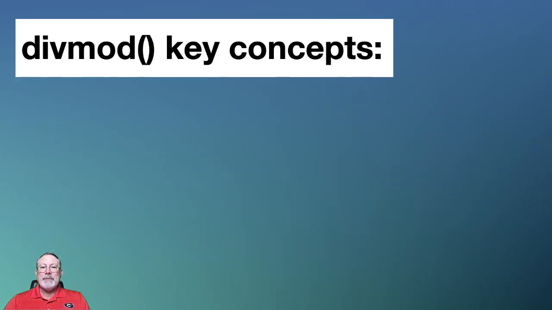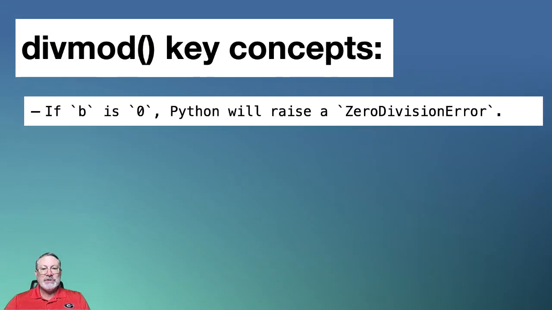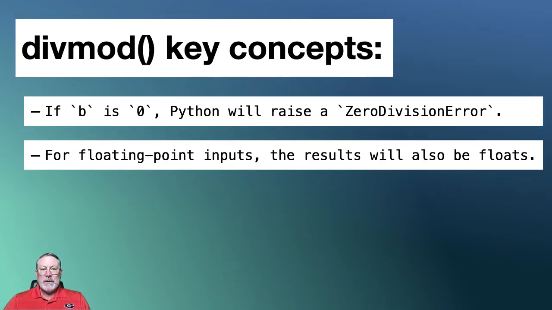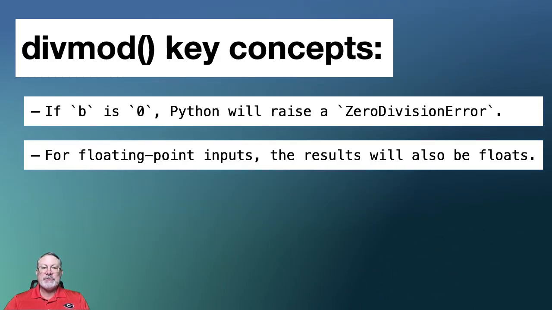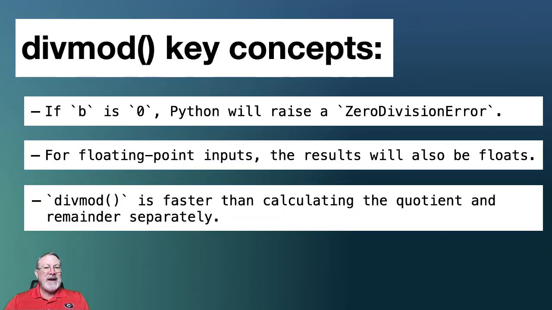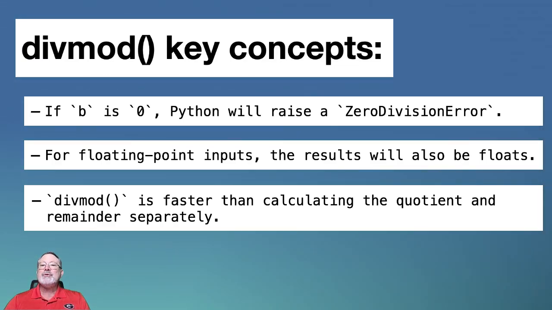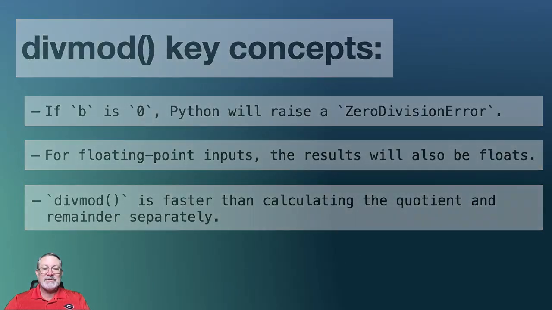Before we wrap up, here are a few things to remember. If b, the divisor, is 0, Python will raise a ZeroDivisionError. For floating point inputs, the results will also be floats. The divmod function is faster than calculating the quotient and remainder separately, making it a great tool for performance-critical tasks.